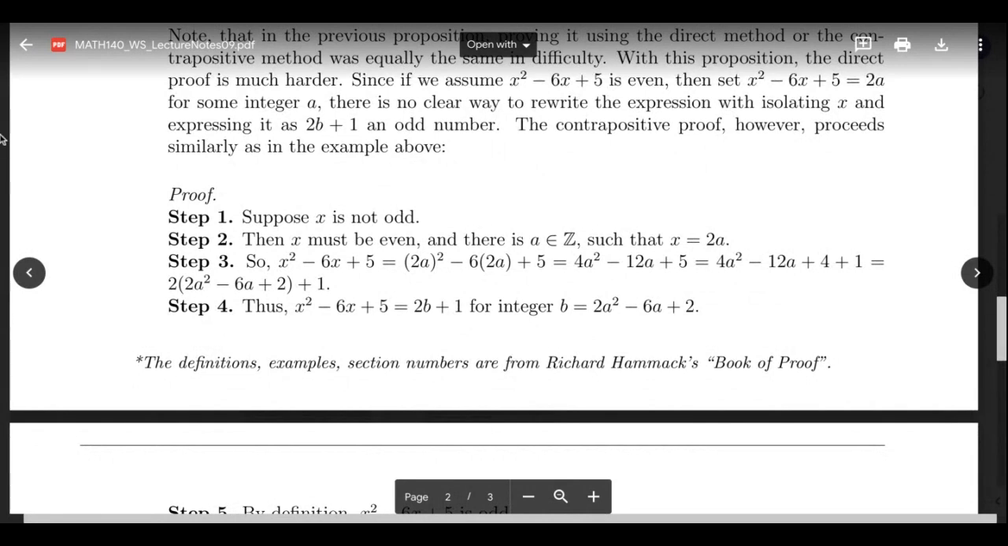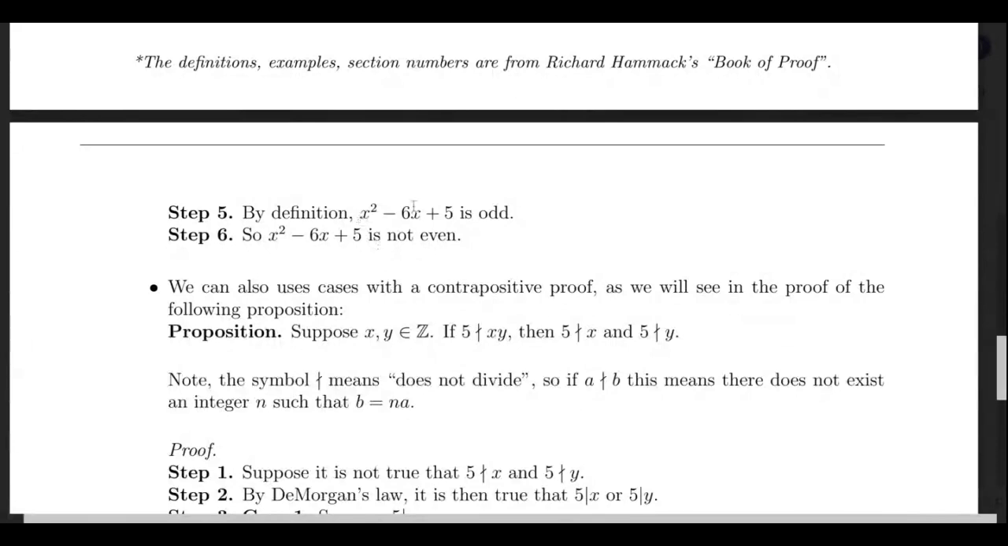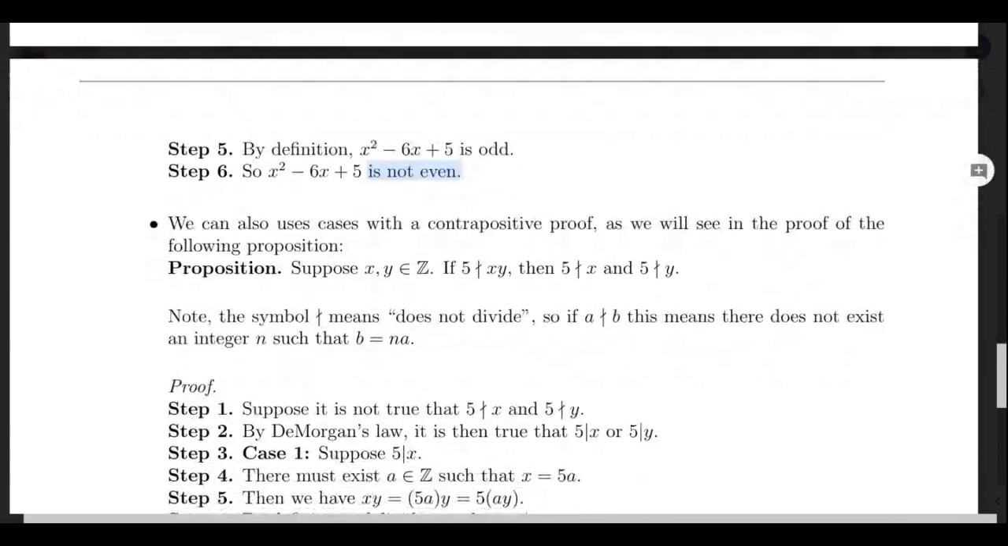Any questions for this? So we can write x squared minus 6x plus 5 in 2b plus 1 form, to show that the expression is odd. If it's odd, it means it's not even. Not even equals odd.